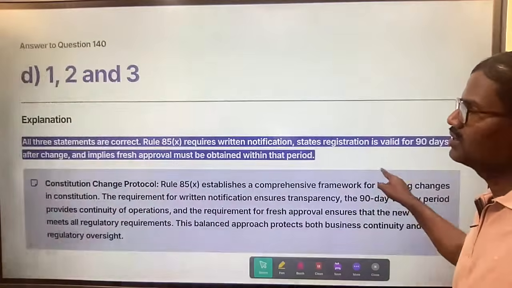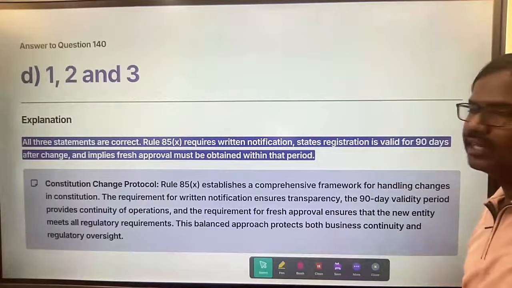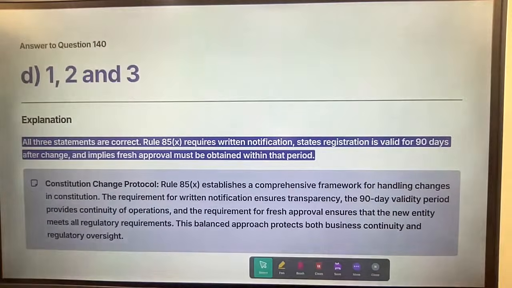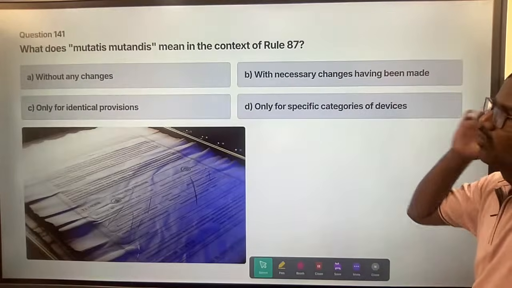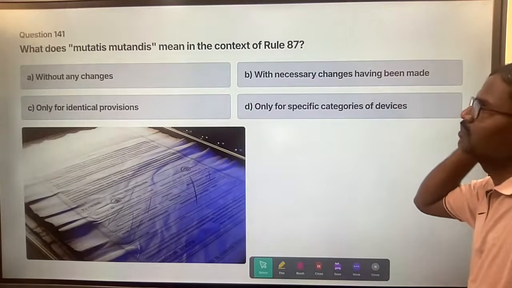Okay, so we'll go for the answer. 1, 2, 3. Okay, all three statements are correct. Rule number 85, sub rule 10 requires written notification. State registration is valid for 90 days after change. This implies a fresh approval must be obtained within that period, 90 days. Okay. Next, what does mutatis mutandis mean?